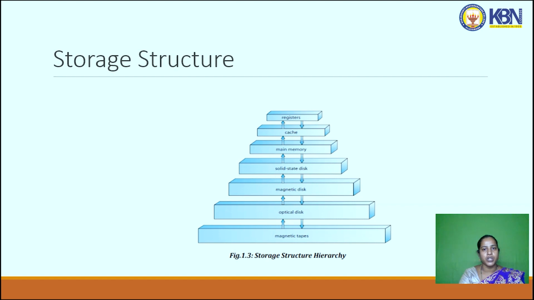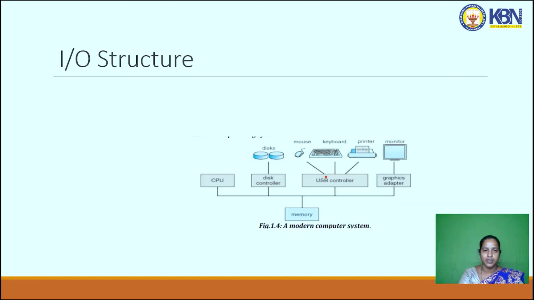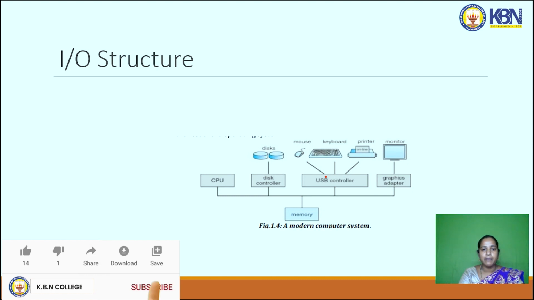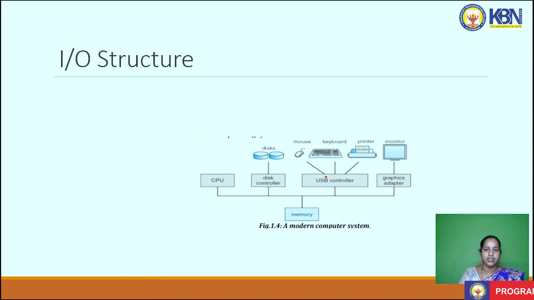Now coming to the storage structure. In storage structure, the data can be stored in different forms. The data of the operating system can be stored in magnetic tapes, optical disk, magnetic disk, solid state, main memory, cache and register. In these different forms the data can be stored. And next coming to the I/O structure. The I/O structure is nothing but the input output devices. Here we have the main memory, CPU, disk controller, USB controller and graphical adapter. The mouse and the keyboard, all this comes into the I/O structure.